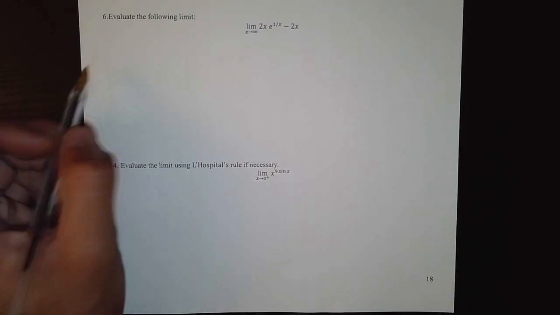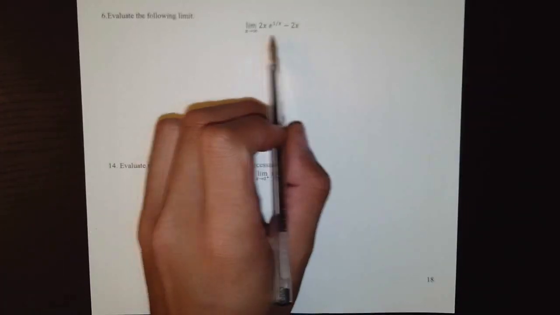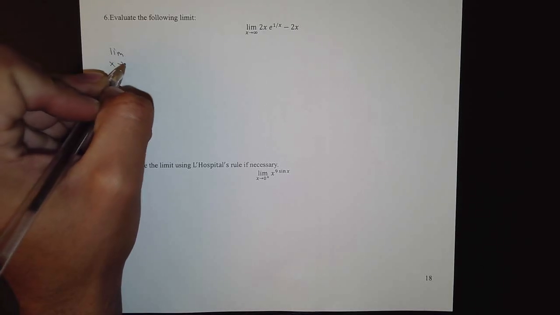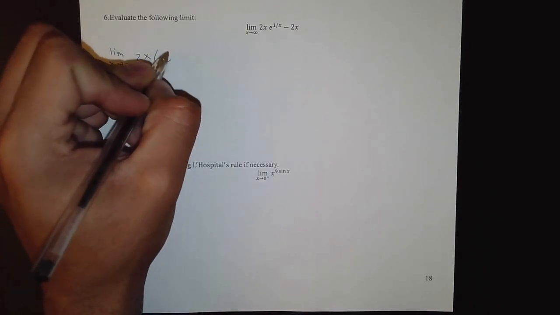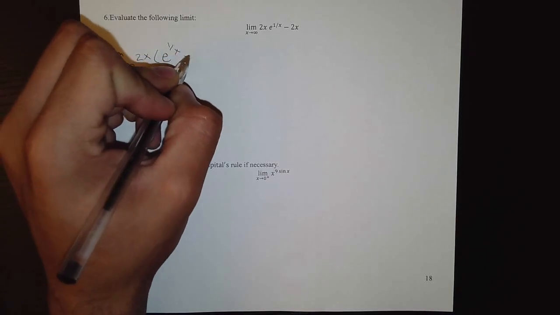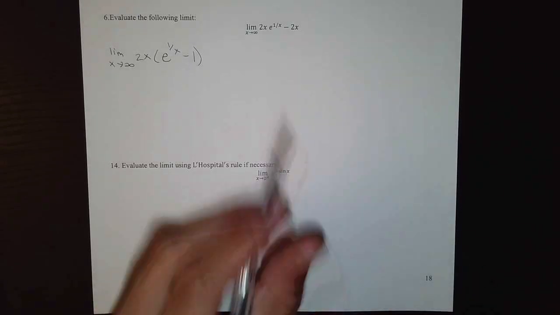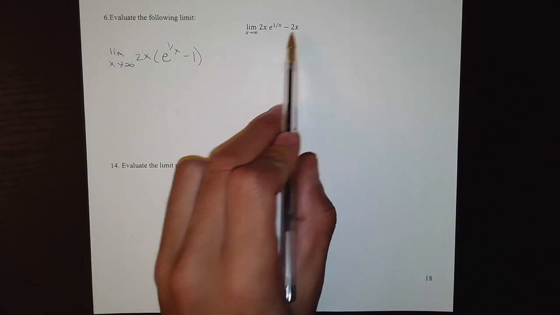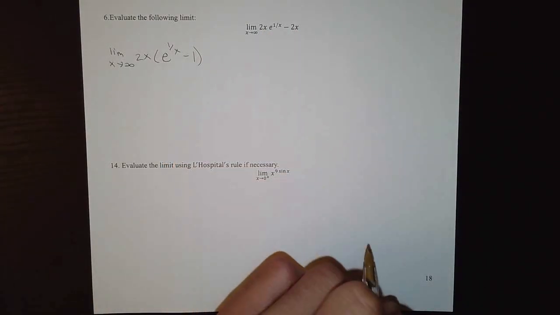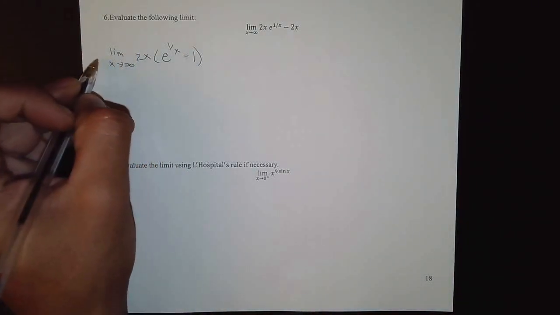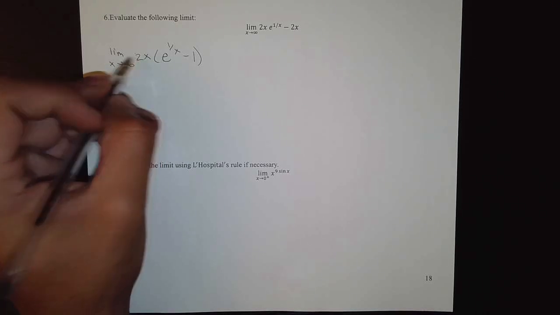And so how we should start this is, let's try to rewrite this limit using algebra. So first I'm going to write the limit as x approaches infinity of 2x times e to the power of 1 divided by x minus 1. So I factored out a 2x from both of these terms. And now we can move this 2 out as well because this is a constant.